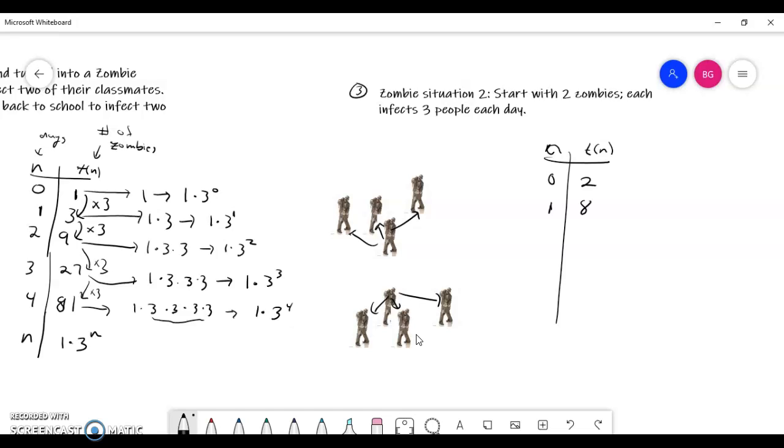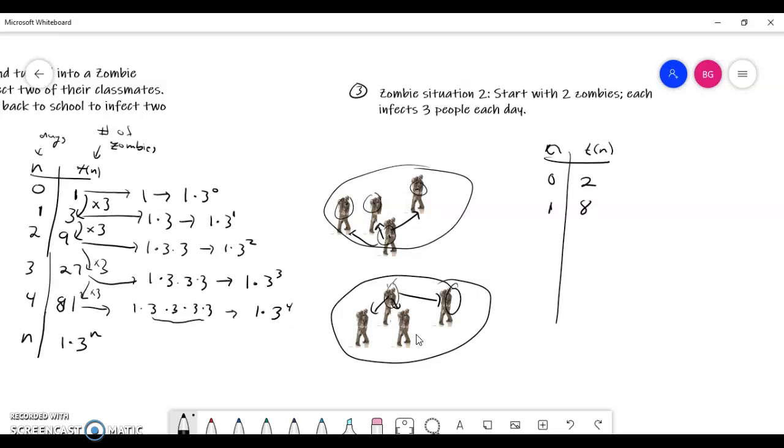Okay, now each day after that, they're going to continue to infect 3. So all 4 of these people are going to infect 3 more. All 4 of these people are each going to infect 3. So you can kind of think there's 3 more off of each of these. Well, that would make 3, 6, 9, 12, 15, 18, 21, 24. But you also need to count, these people are still zombies here. So that would also give us another 8, which gives us 32 total zombies on day 2.